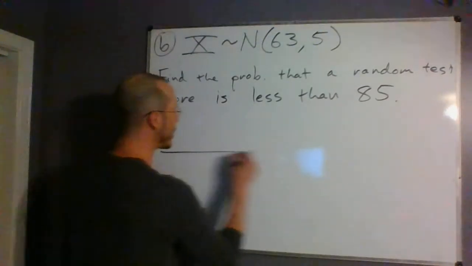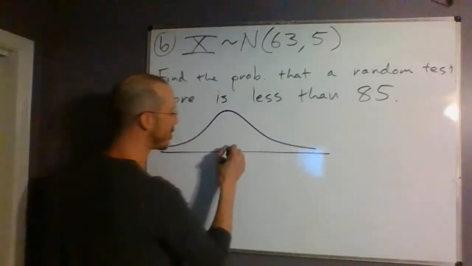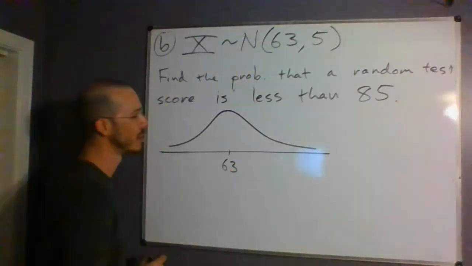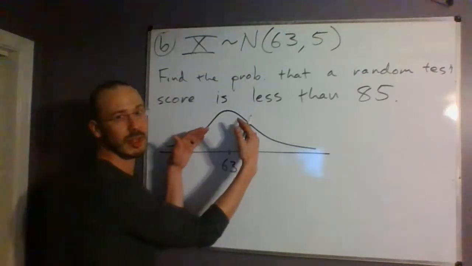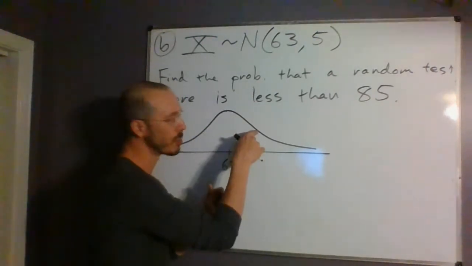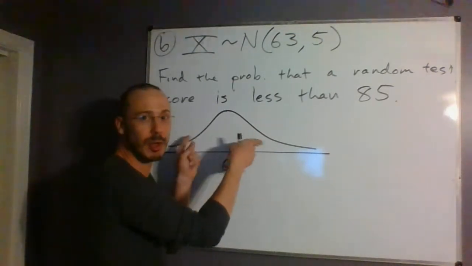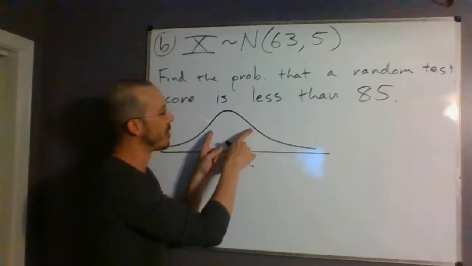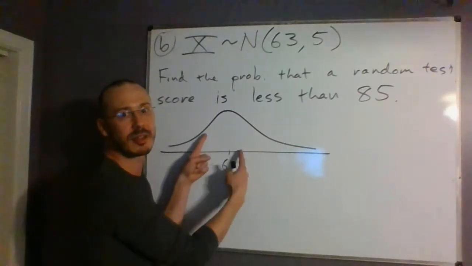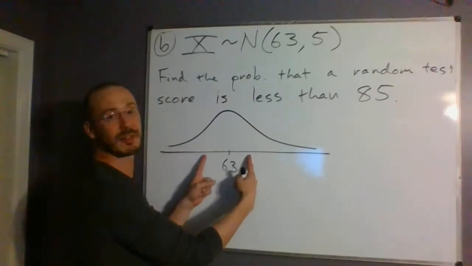I'm going to draw the picture to guide my reasoning for this. Remember, the mean is right in the middle. In this case, I know it's 63. It's a little harder to interpret the 5, but the place where these things start to switch back from a downward curve to an upward curve, that's one standard deviation. So that would be 5. This would be 68 right here, and this would be 58.